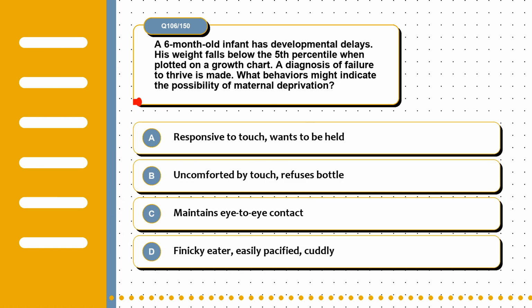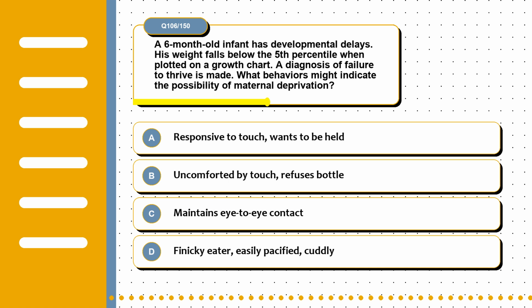Question 106. A 6-month-old infant has developmental delays. His weight falls below the 5th percentile when plotted on the growth chart. A diagnosis of failure to thrive is made. What behaviors might indicate the possibility of maternal deprivation?